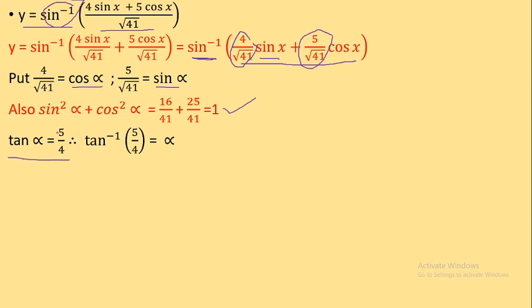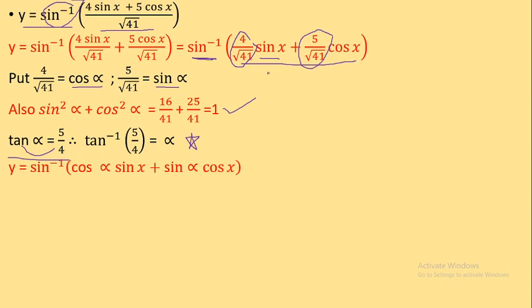Tan alpha is 5 upon 4. And as the tan goes on the other side, tan inverse of 5 upon 4 is alpha. You are going to require this alpha for the further substitution. So we have done this. Now let us do the next step, which is substituting this cos alpha and sin alpha.